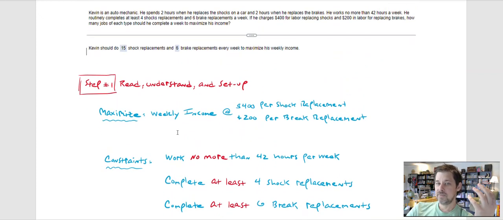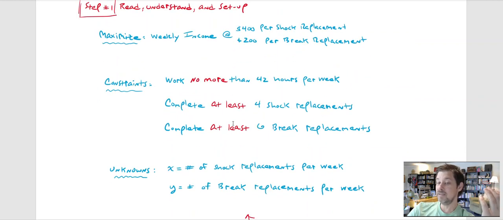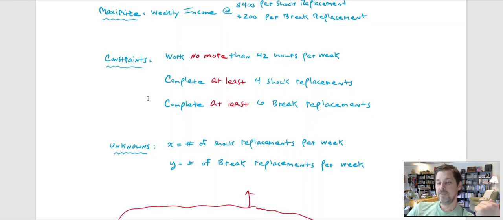Some other statements I read are that he completes at least 4 shock replacements and at least 6 brake replacements. Okay, so that "at least" also tells me that we're dealing with an inequality. That sounds like greater than or equal to. Okay, so those are the statements I read that identify the constraints.